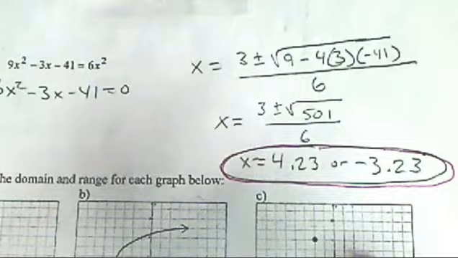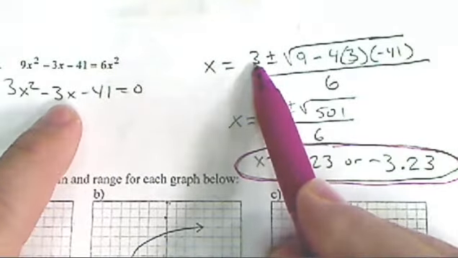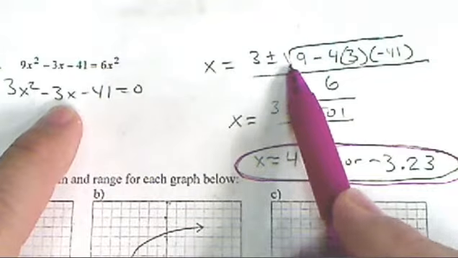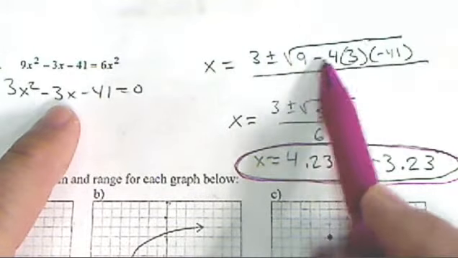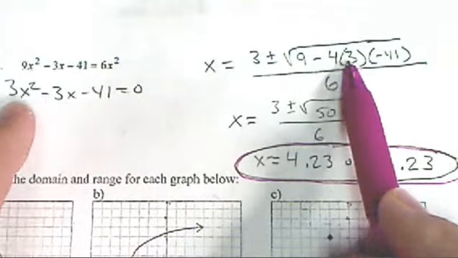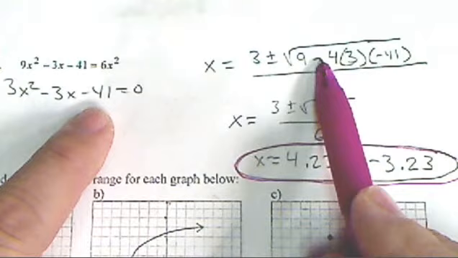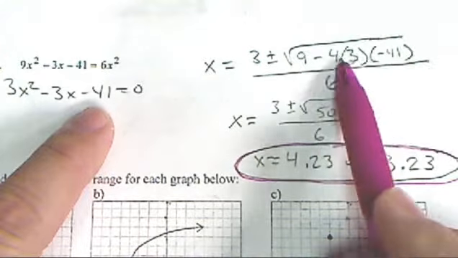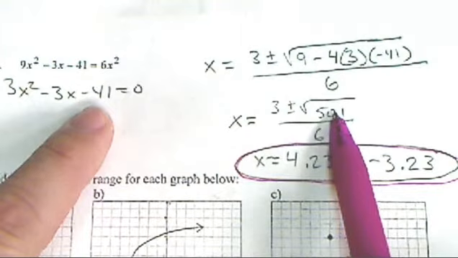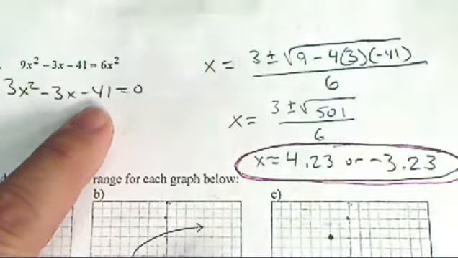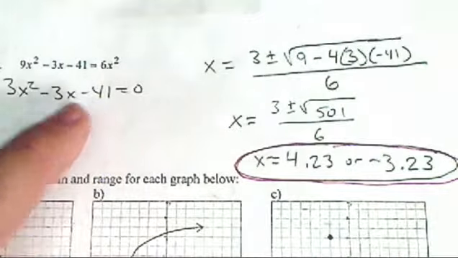Quadratic formula, it's -b. My b is already negative, so it makes it positive. Plus or minus the square root of b squared, so that's -3 times -3, which is +9, minus 4 times the a times the c. That negative is where most people made their mistakes, because negative times a negative is a positive. So you end up adding these 3 multiplied together, plus the 9, gives you 501. And then I just type this in my calculator. And then round.